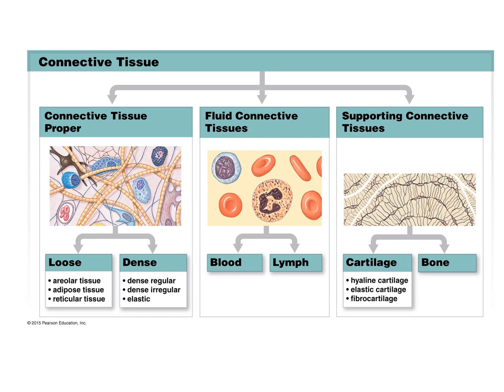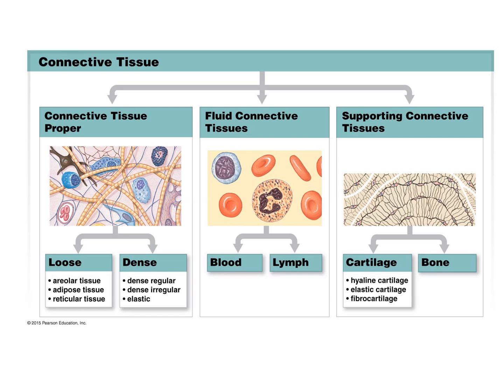Now, the different types of connective tissue are shown here. Loose connective tissue and dense connective tissue are 2 forms of connective tissue proper. Loose connective tissue consists of areolar, adipose, and reticular. Dense connective tissue consists of dense regular, dense irregular, and elastic.